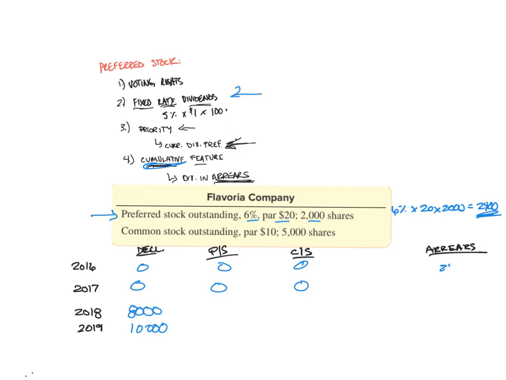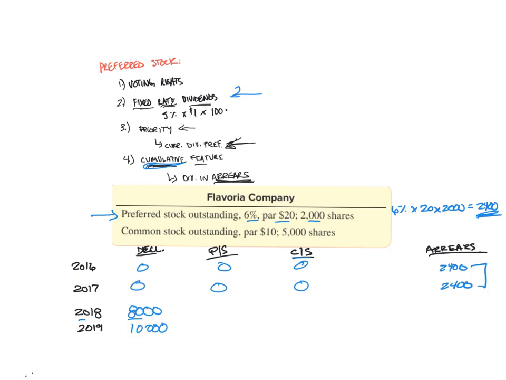So we record 2,400, or at least keep track outside. They're not a liability, so we don't actually do a journal entry, but we record 2,400 in each of those 2 years, even though no dividends were declared. Then in 2018, when 8,000 of dividends are declared, we pay out these dividends in arrears to preferred stock before common stock gets anything.